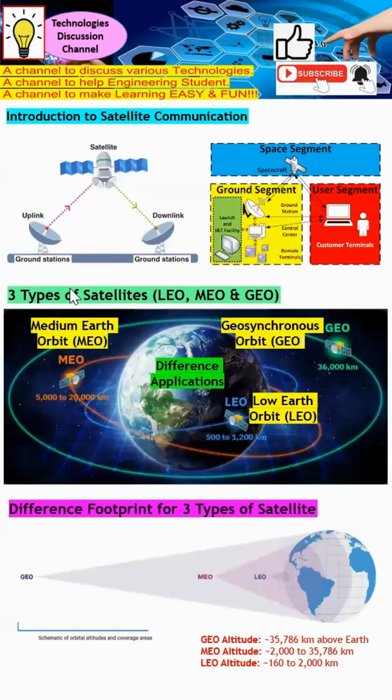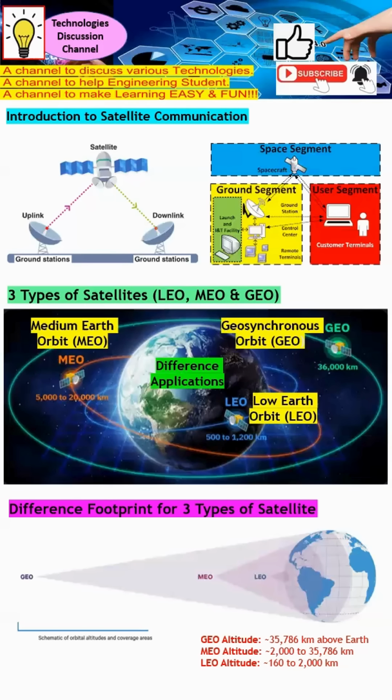Next, let's take a closer look at the three types of satellite. We have the LEO, MEO, and GEO. The low Earth orbit is the closest to the Earth, so it has the shortest latency, which means it is the most attractive in terms of delay. It can receive the message the quickest compared to the other two.